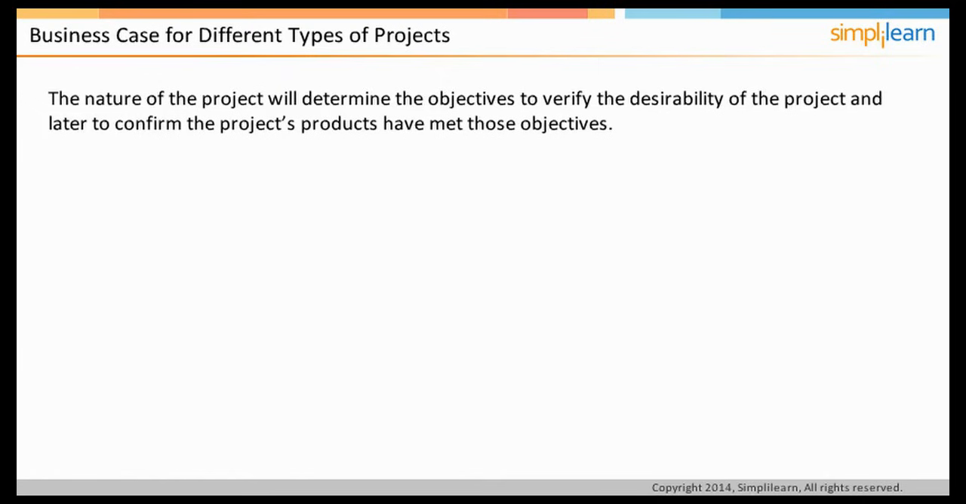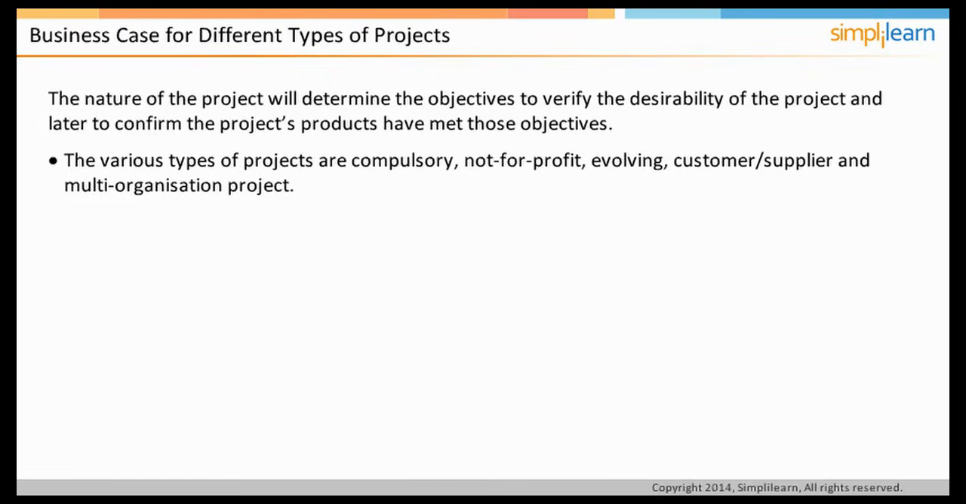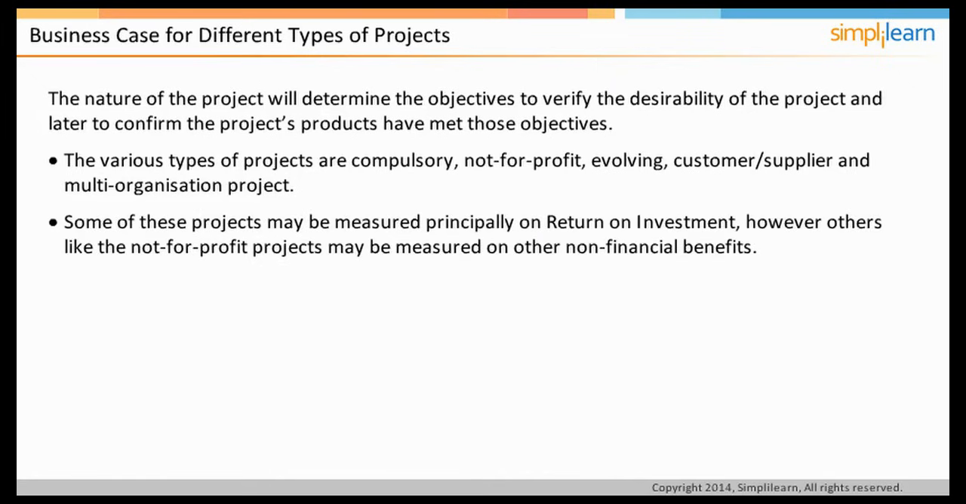The various types of projects are compulsory to address compliance issues, not-for-profit project, used at British Council's Centre of Excellence, evolving customer or supplier, Accenture helped GlaxoSmithKline realize 1.5 billion GBP in 18 months, and multi-organization project. Some of these projects may be measured principally on return on investment. However, others like the not-for-profit projects may be measured on other non-financial benefits. Regardless of the type of measure, it's important to ensure that project is and remains desirable, viable, and achievable. In the following screen, we will learn about the PRINCE2 approach to business case.